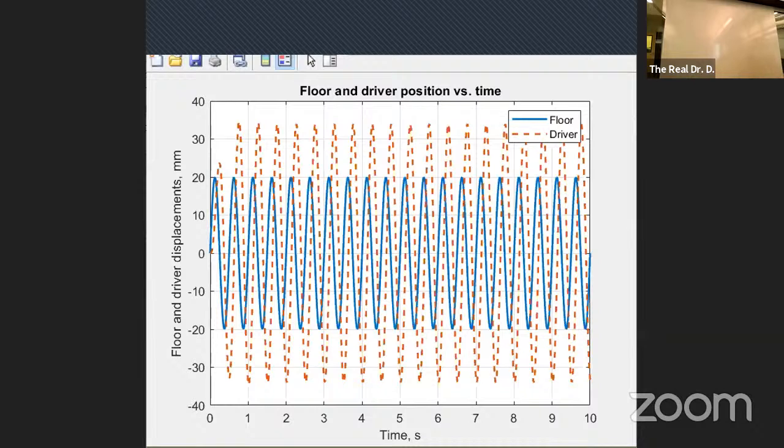Notice the blue line is my input, and we have amplified our vibration. Goodness. Looks like we might be close to resonance at 2 hertz. All right? So we might be close to resonance.